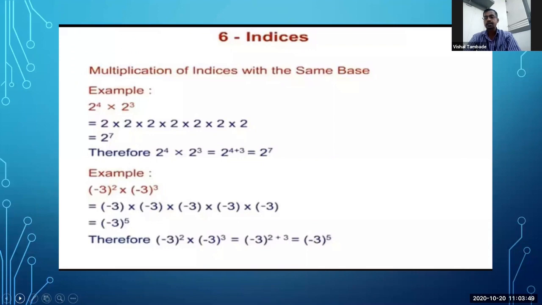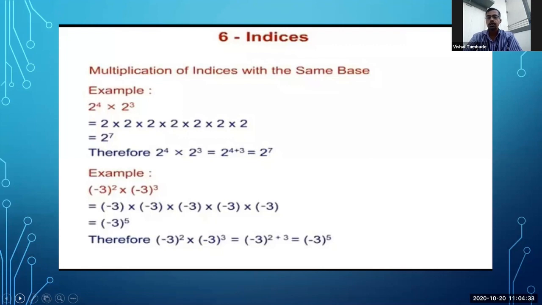Now, through an example, we find the first law of indices. Look at the example. Multiplication of indices with the same base. This is our today's topic. Now, look at the example. 2 raised to the power 4 multiplied by 2 raised to the power 3. Write down the multiplication form of this. 2 raised to the power 4 means 2 occurs 4 times: 2 multiplied by 2 multiplied by 2 multiplied by 2. And the second one, 2 raised to the power 3 means 2 occurs 3 times: 2 multiplied by 2 multiplied by 2. Count the 2s.